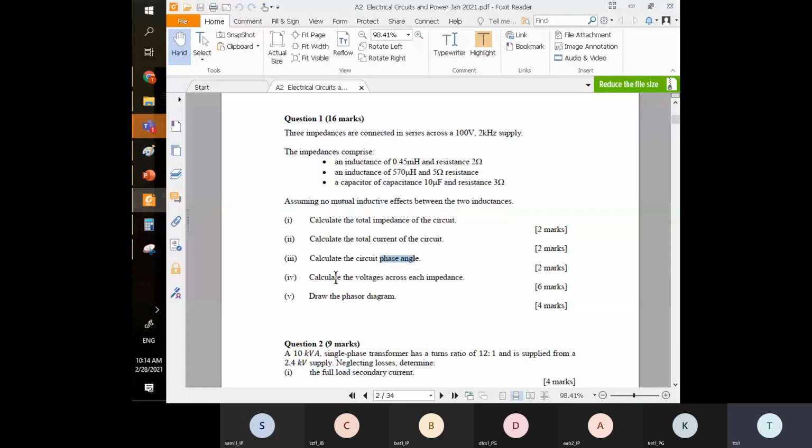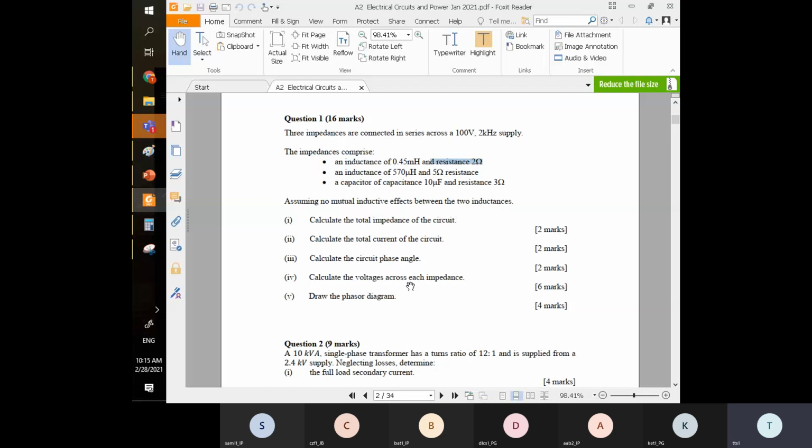So part 4, calculate the voltage across the impedance. Okay, the voltage across each impedance. So this is a bit a lot of work involved, right? Because there's so many impedances here. What do you mean by each? Is it 3, 1? This considered 1, this considered 2, or this considered 3? Because each impedance here, or just this one is individual, and this one is another individual impedance.